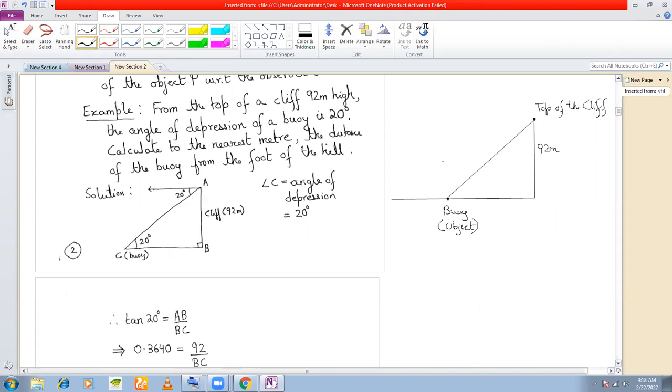This angle of depression is given to be how much? 20 degree. Now, which one should be the angle of depression? It is the angle made by this line of sight. This is your line of sight. You are looking down, right? With the horizontal. Let's say this is your horizontal, right? So this angle here will be your angle of depression, 20 degree, which is obviously equal to this because they are alternate angles, right? So this is what is given to you. You need to find out to the nearest meter the distance of the buoy from the foot of the hill. This is your foot of the hill.